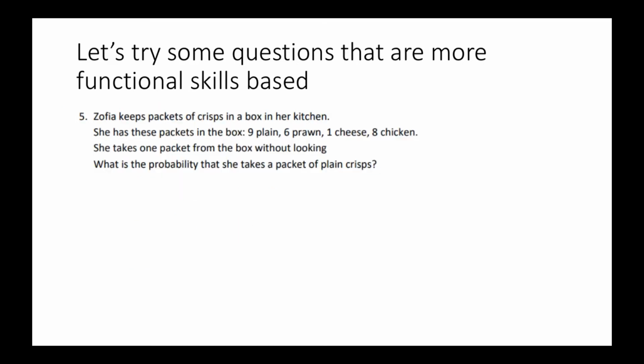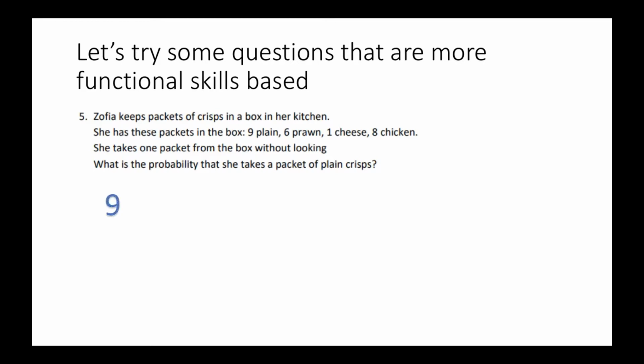Okay, so, again, pause the video if you'd like to have a go. Zofia keeps packets of crisps in a box in her kitchen. She has 24 packets in the box: 9 plain, 6 prawn, 1 cheese and 8 chicken. She takes 1 packet from the box without looking. What is the probability that she takes a packet of plain crisps?